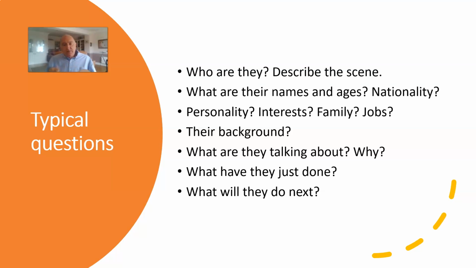If you've got characters who appear to be communicating, which is not a bad starting point for these pictures, then what are they talking about? Why are they talking about it? Why are they there? What have they just done recently? What have they done in the more distant past that's led to this situation? What's going to happen next? So you can push the conversation into all sorts of directions and see what the class come up with.